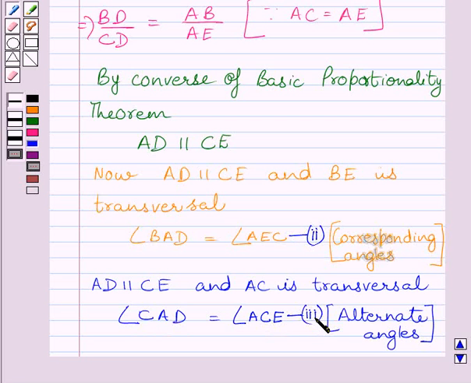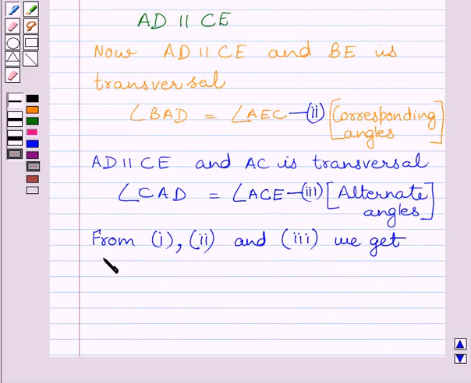Now we know angle AEC is equal to angle ACE. From expression 1, we know these two angles are equal. Now, if these two angles are equal, this implies angle BAD is equal to angle CAD. Now, from expressions 1, 2 and 3, we get angle BAD is equal to angle CAD.